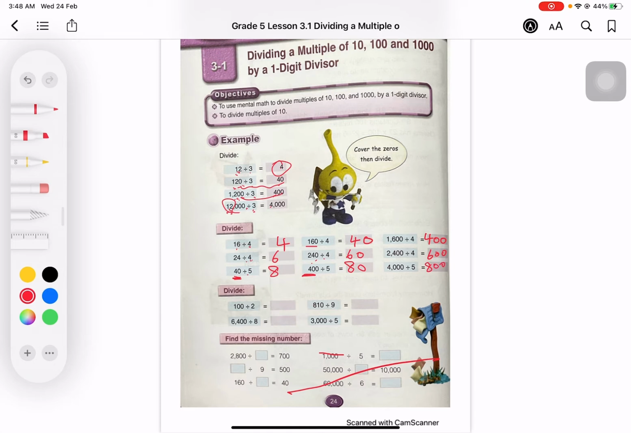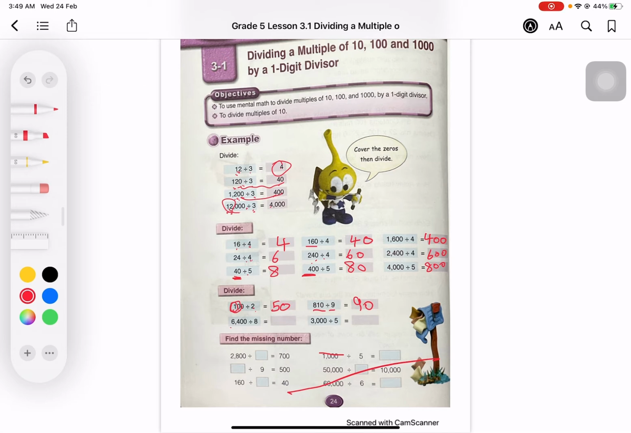Okay? Now, divide. If I have here, how will I divide 100 by 2? If I take the 1 divided by 2, the 1 is too small. So in this case, I will not take the 1, I will take 10. 10 divided by 2, the answer is 5. Then I will drop the 1 zero. Here, you will take 81 divided by 9. 81 divided by 9, the basic fact, it's 9. Then drop the 0.